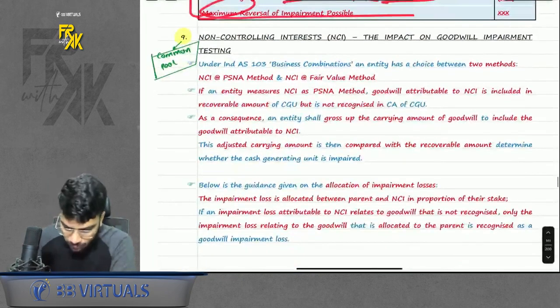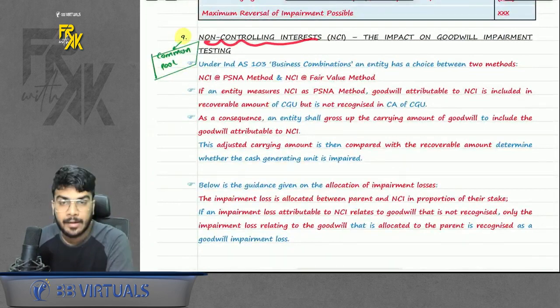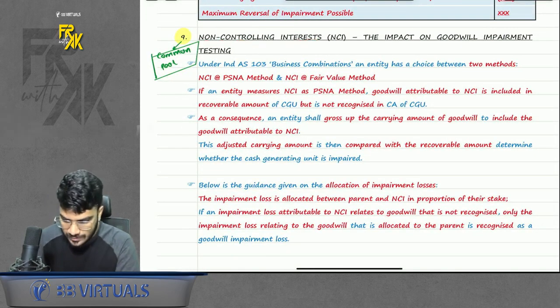Simple. Now there is one more point, point number 9. That is non-controlling interest. So as of now, we have not done IND AS 103 in our class, right?